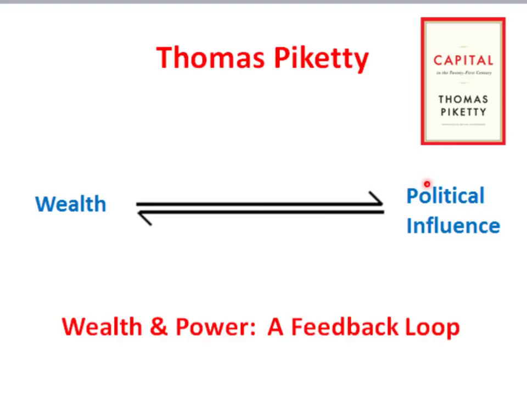And then in turn they can use that political influence to make themselves even wealthier, because they can use political influence to stop things like a wealth tax from actually happening. So we've got a feedback loop here.